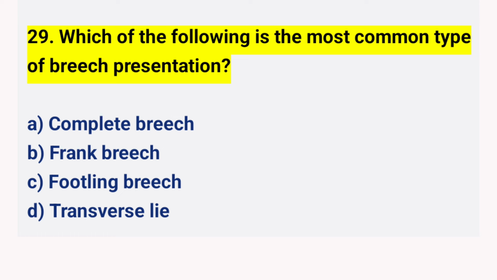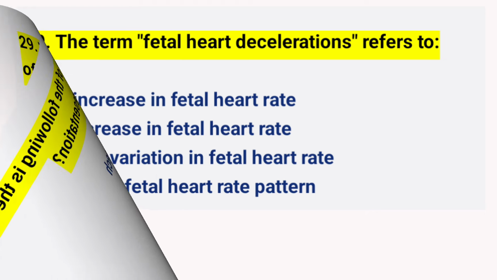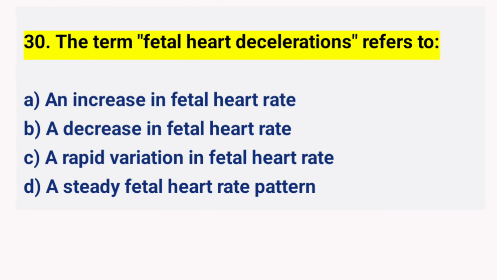Question number 29. Which of the following is the most common type of breech presentation? The right answer is option B, frank breech. Question number 30. The term fetal heart decelerations refer to. The right answer is option B, a decrease in fetal heart rate.